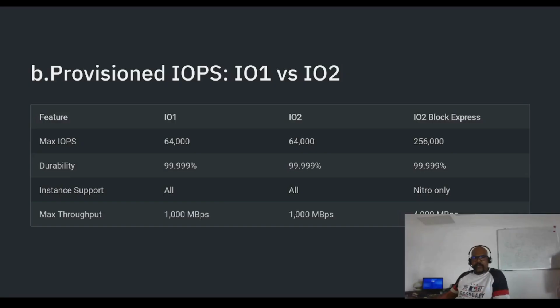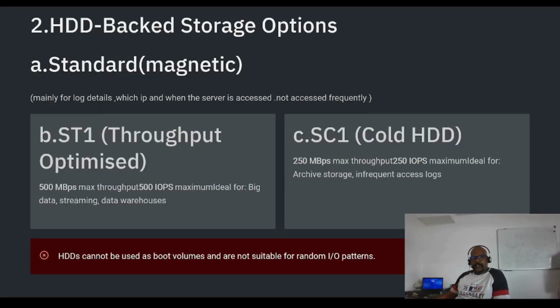Next on the SSD side, we have the provisioned IOPS volumes, IO1 and IO2. Here IOPS are high for IO1 and IO2, and IO2 Block Express is larger. Durability is 99%, and IO1 and IO2 are supported for all types of instances. IO2 Block Express is for Nitro instances only. Maximum throughput is 1000 megabits per second for both IO1 and IO2, and here 4000 megabits per second for Block Express.